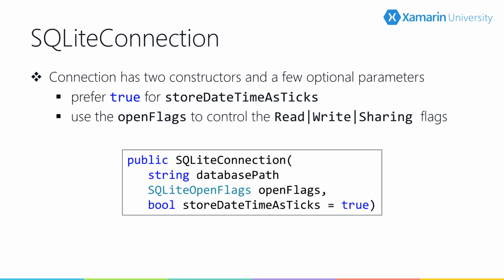Keep in mind that changing these flags could have different effects on different platforms and that not all flags are supported everywhere, so thorough testing is required. The other option is store datetime as ticks. This decides how date and time objects are persisted to the table. You will almost always want to store dates as ticks in all new projects, and otherwise they would be stored as strings.